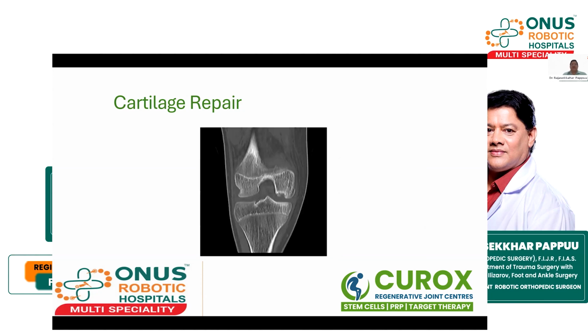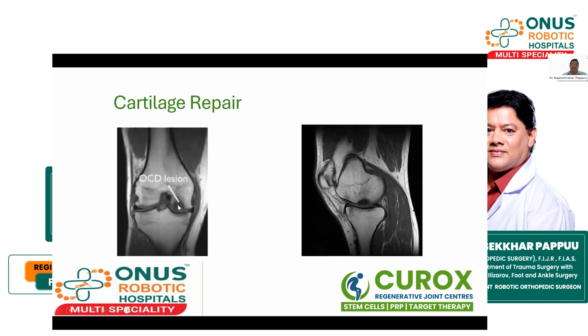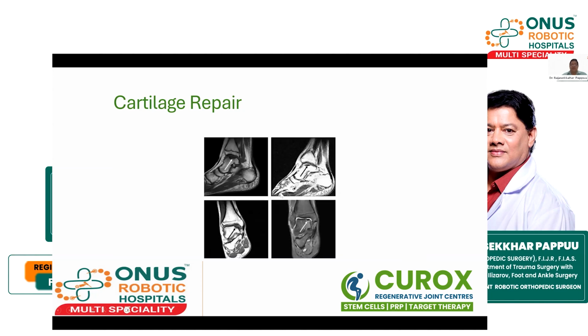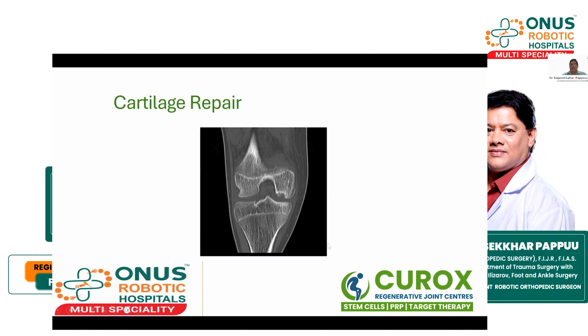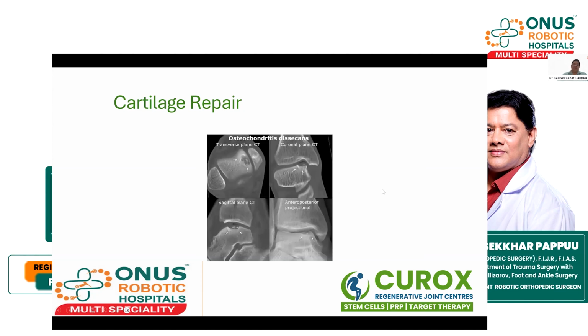CT scan is another modality where you can diagnose the subchondral bone. How deep is the bone injury? That can be very clearly visible on CT scan. If you take this CT scan of the knee joint, see how deep the injury is. But the same thing is not well appreciated in the MRI here. Here you see clearly how much it is and how large the defect is. Even if you take this ankle CT scan, you will clearly see the depth of the bony lesion.